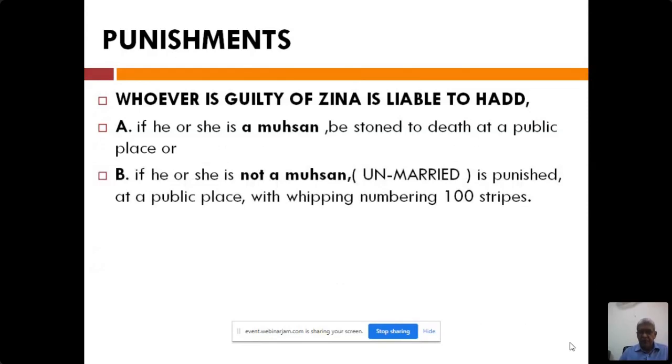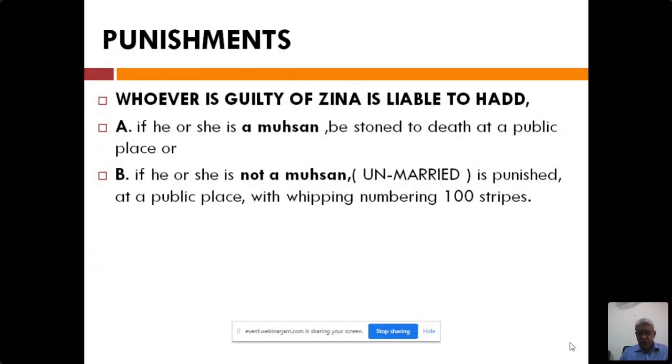Or if he or she is not Muhsan, means not married. Not married means not married with each other, plus not married with other persons. They are punished at a public space with whipping, numbering 100 stripes.